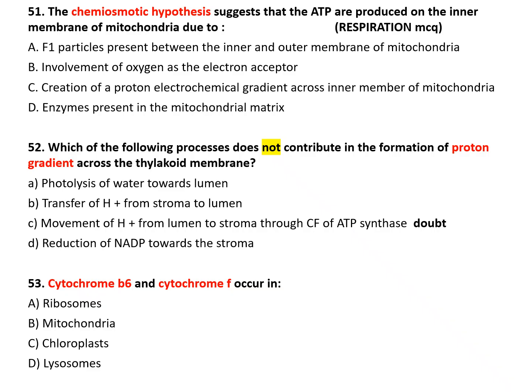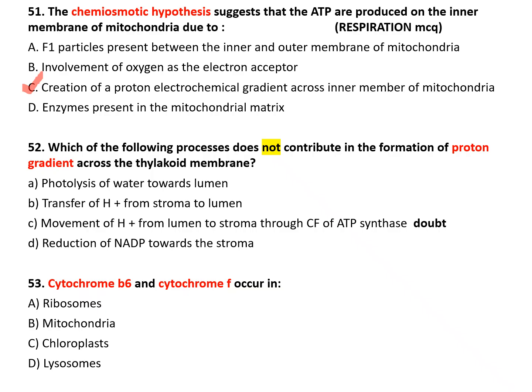The next question, number 51. The chemiosmotic hypothesis suggests that ATP is produced on the inner membrane of mitochondria due to: option A, F1 particle present between the inner and outer membrane of mitochondria; option B, involvement of oxygen as the electron receptor; option C, creation of a proton electrochemical gradient across the inner membrane of mitochondria; option D, enzymes present in the mitochondrial matrix. The correct answer is option C, creation of a proton electrochemical gradient across the inner membrane of mitochondria.